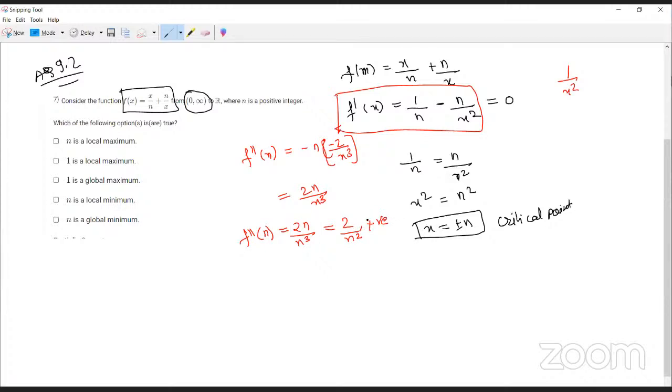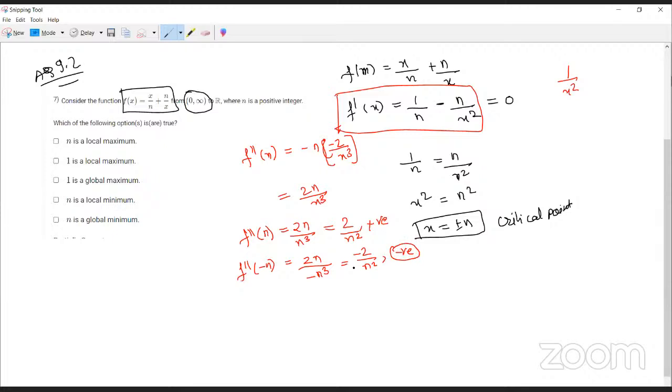Yes, sir. So if I put f double dash of x at minus n, what will I get here? Instead of x cube, 2n upon minus n cube. That is minus 2 by n square, right? So it will be a negative value, right?